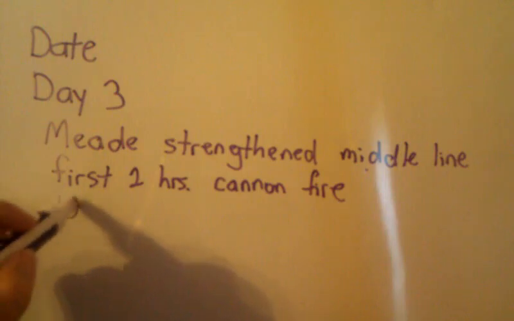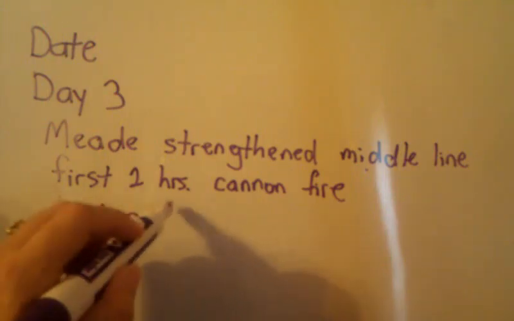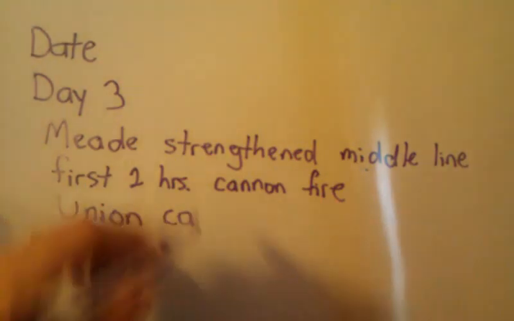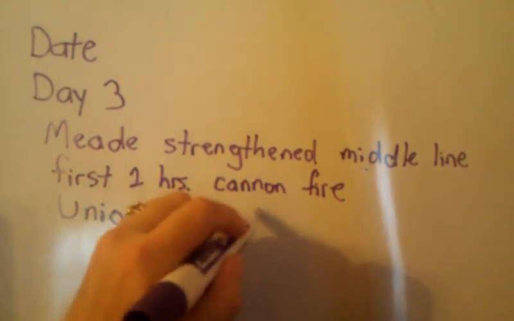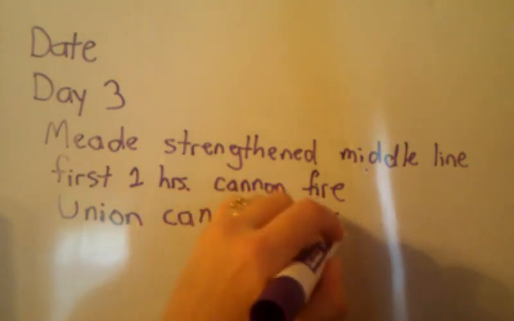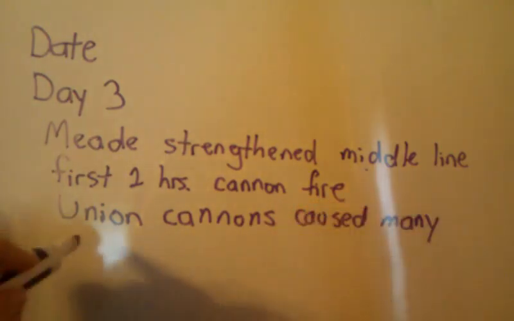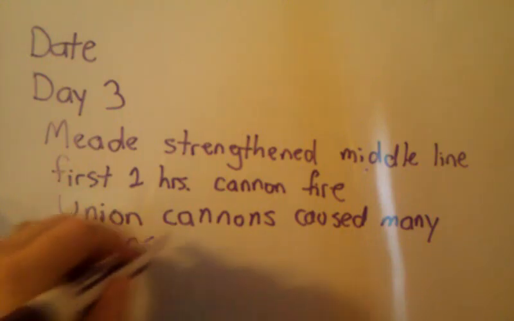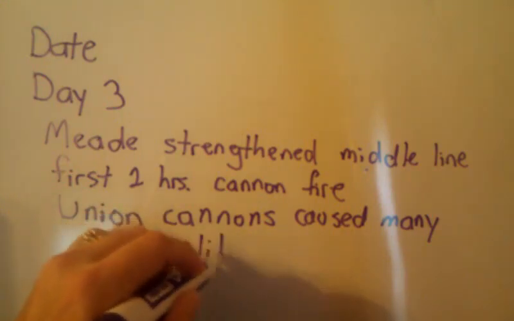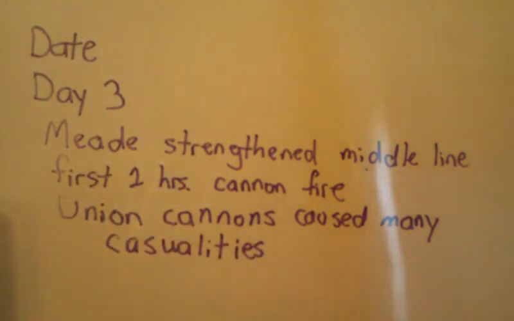So the Union cannons caused many casualties. The Confederate fire wasn't really accomplishing anything. At about 3 p.m., Longstreet reluctantly ordered Pickett to make his charge. He could tell the carnage would be terrific, and he was still against the assault.